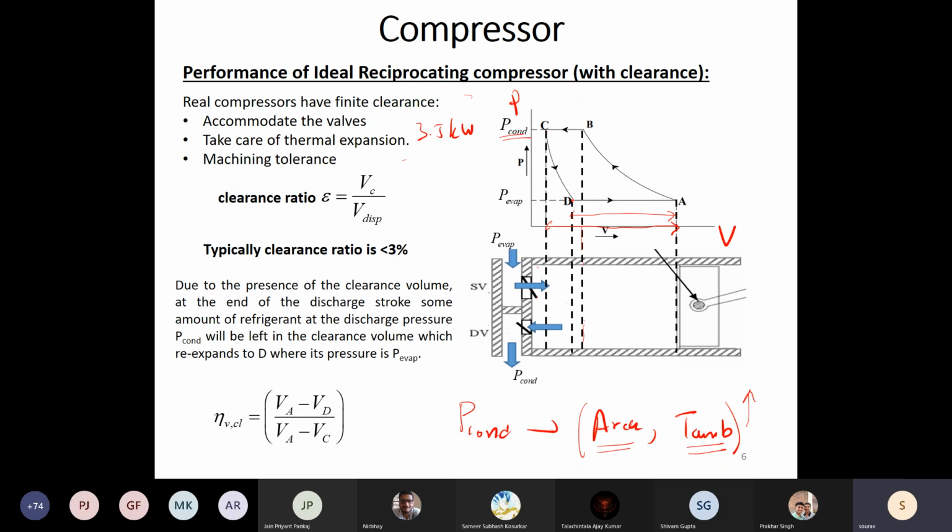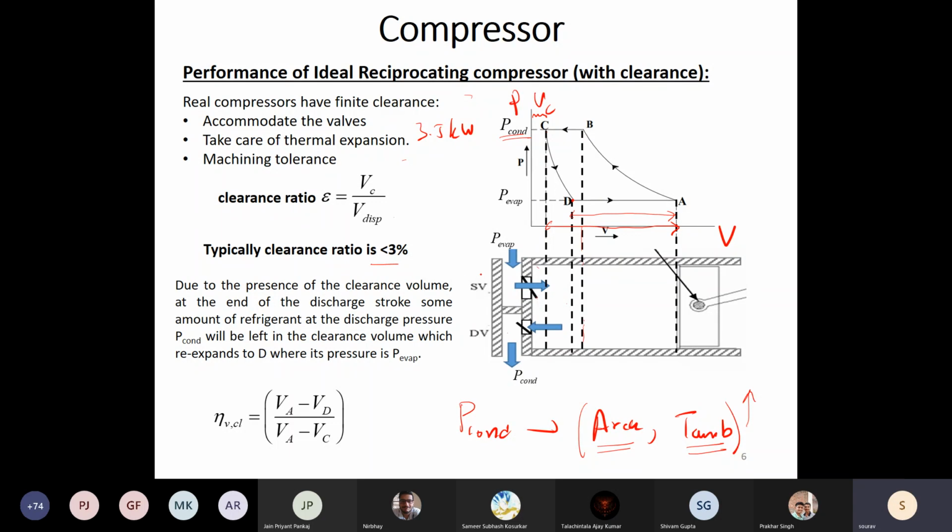And where it will happen is also not exactly in our hand for a given clearance ratio. Now, what is clearance ratio? Clearance ratio is nothing but this clearance volume divided by the displacement volume of the compressor. All manufacturers will provide this in their data sheet. Typical values are 1 to 2%. Normally they'll keep it below 3%.